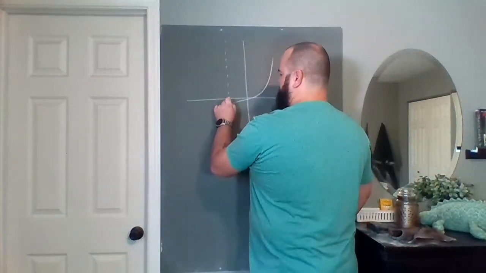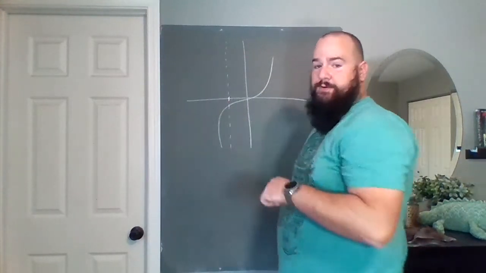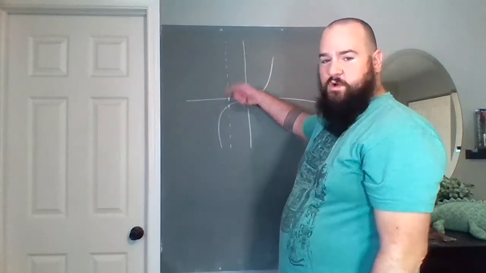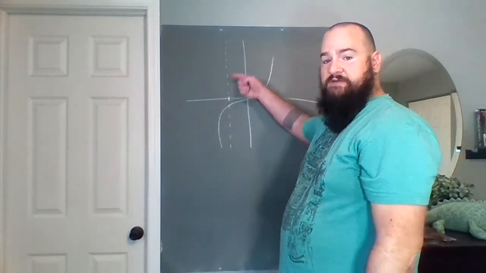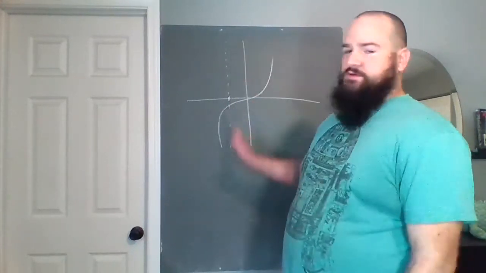is that says at this input, if I only cross once, that means I have one output. So for every input, there's exactly one output. If I crossed twice, that would mean that for that input, I have more than one output. We're not a function. So that's the vertical line test.